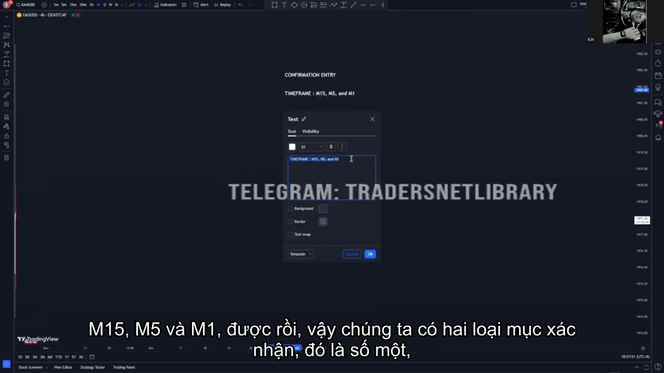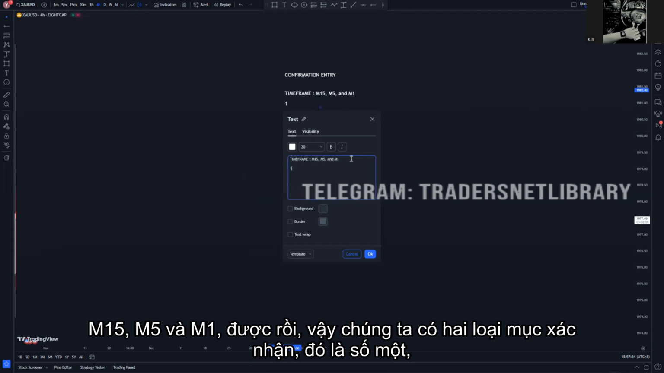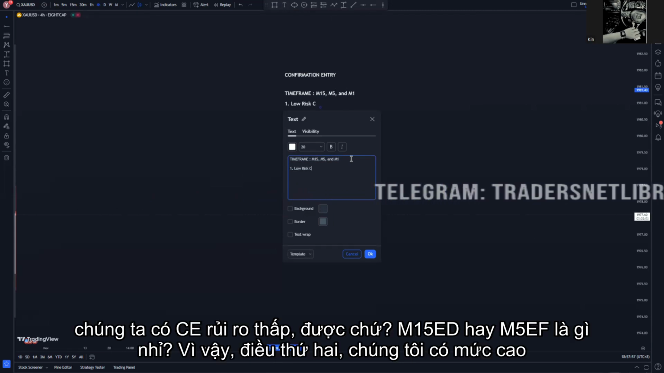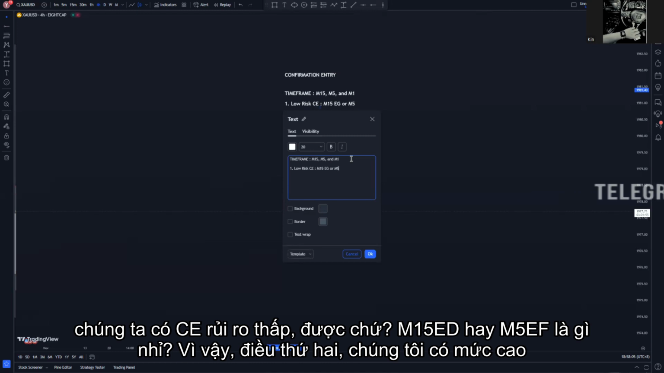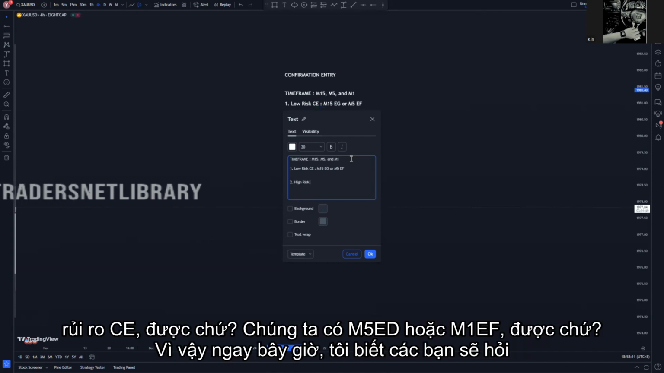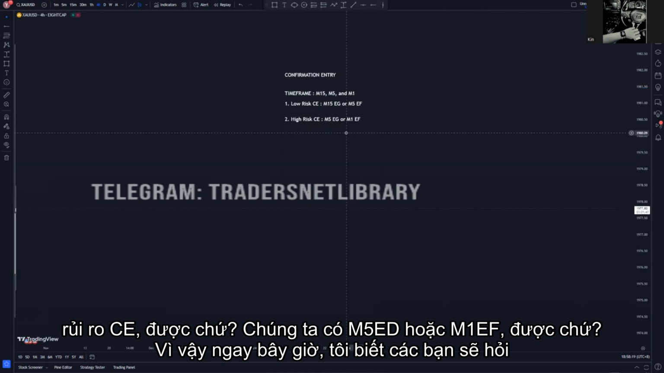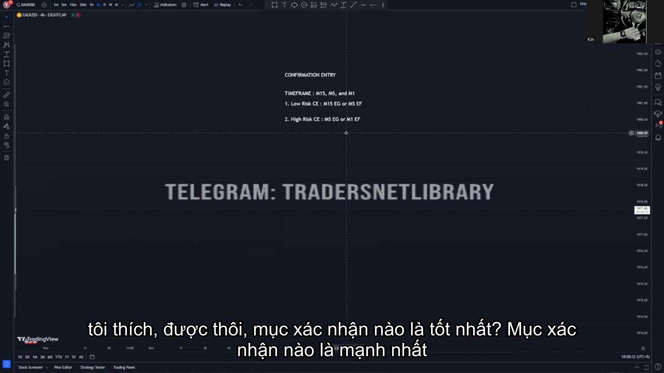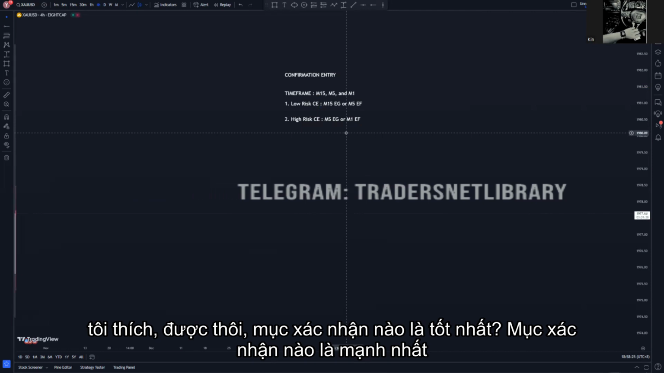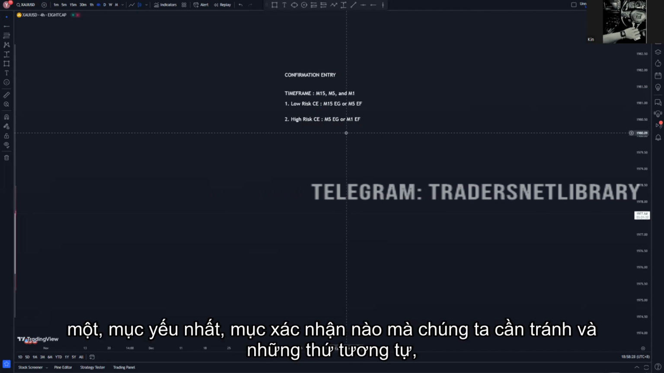All right. So we have two types of confirmation entry. Number one, we have low risk CE, which is M15 EG or M15 M5 EF. The second one is high risk CE: M5 EG or M1 EF. Right now I know you guys want to ask me which confirmation entry is the best one, the strongest one, the weakest one, which one we need to avoid, and something like that.